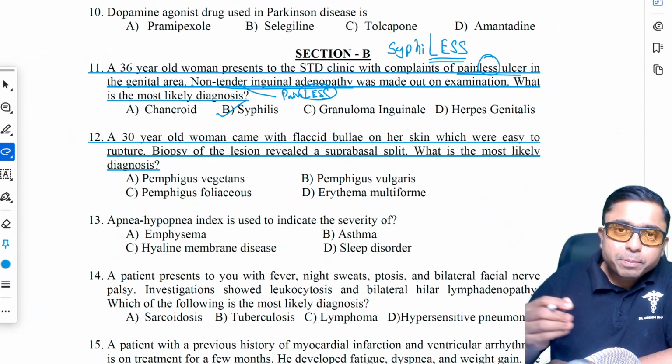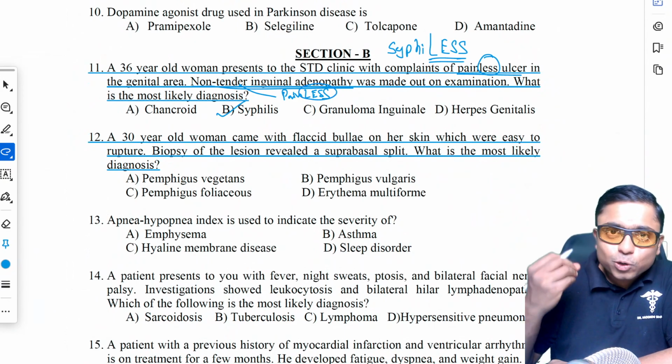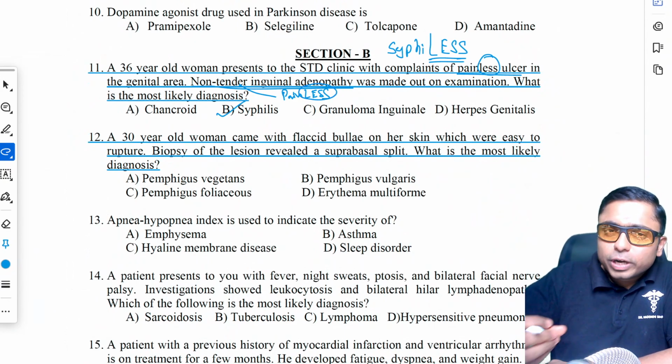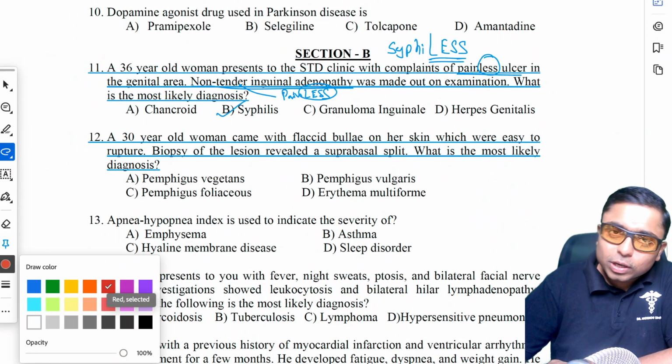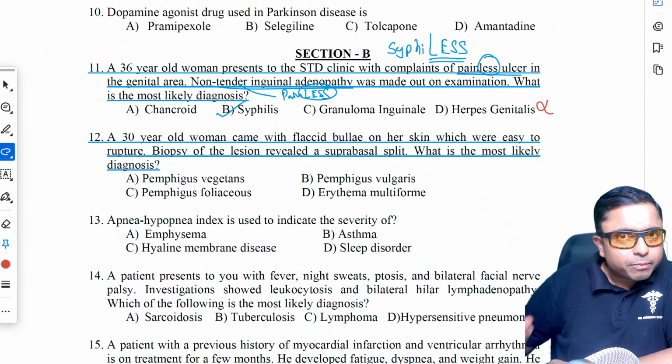So that's why the name of the disease is syphilis. It is caused by Treponema pallidum. And if you look at the other options, so herpes genitalis, what is the causative agent here? It is herpes simplex virus type 2 more than type 1.